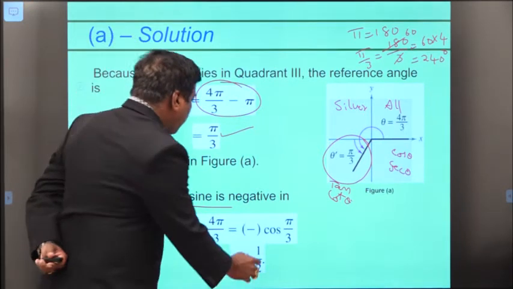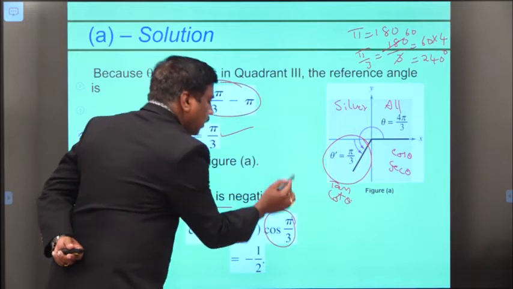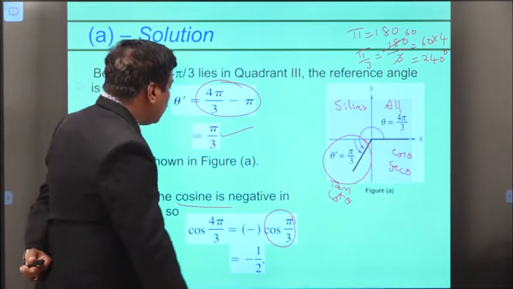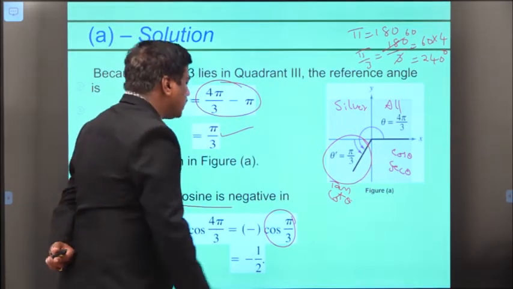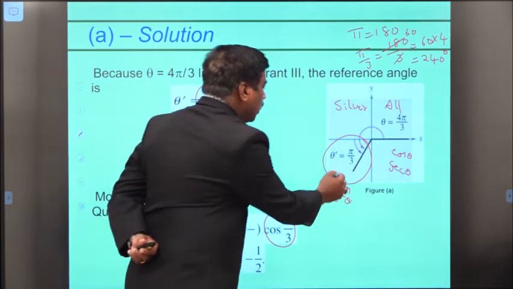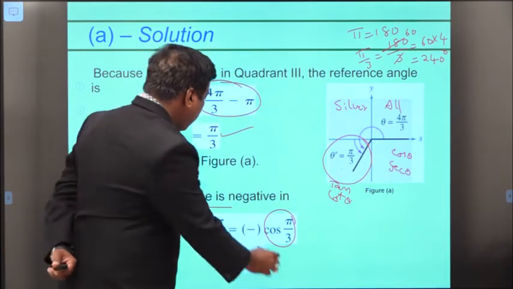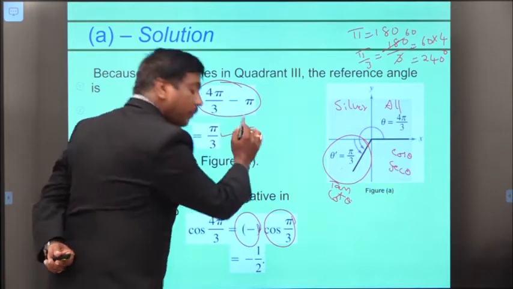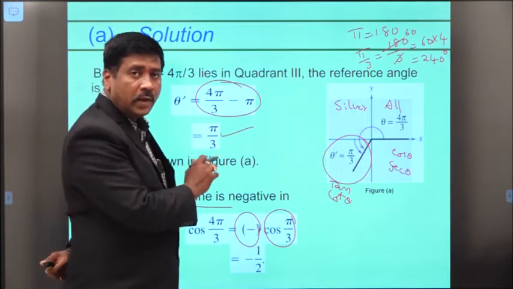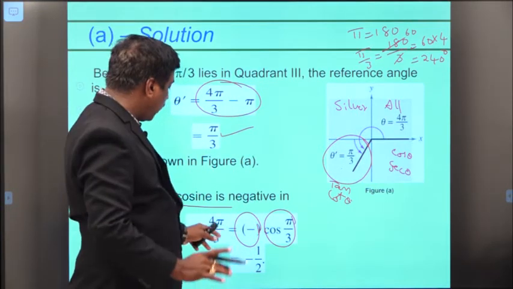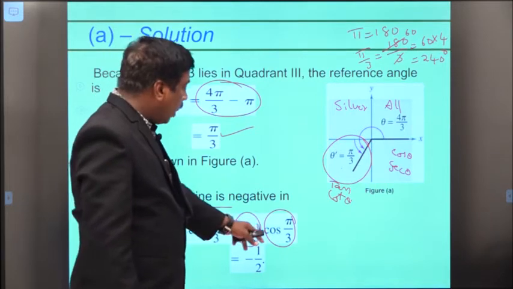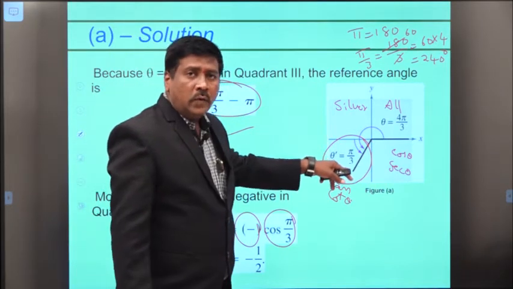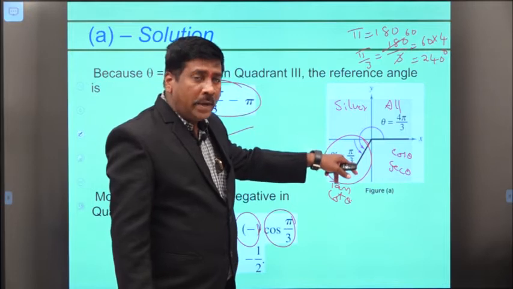So, cos 4 pi by 3 means cos 60 degrees. In this case, the cos value in the third quadrant is to be negative. That is why we have to take this value as negative. Please all of you keep this in your mind. This is very, very important, because this is how we take the negative value.